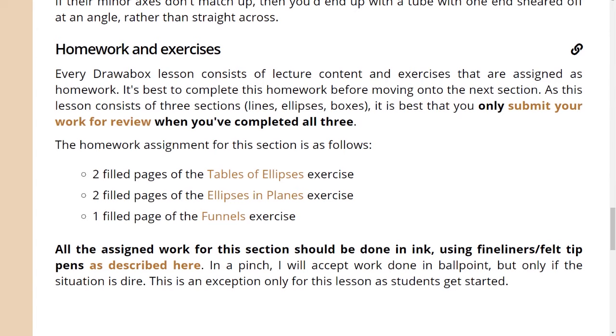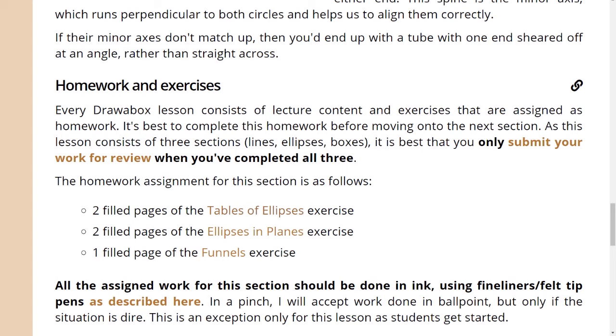So this is the second set of homework for lesson one that I've done. The homework assignments for this section are as follows: table of ellipses, ellipses and planes. So 2 pages of the table of ellipses exercise, 2 pages of the ellipses and planes exercise, and 1 page of the funnels exercise. And then, yeah, the normal stuff. So we're going to go through as much of this as I feel like, and then that'll be that. But I don't expect to finish all of this.